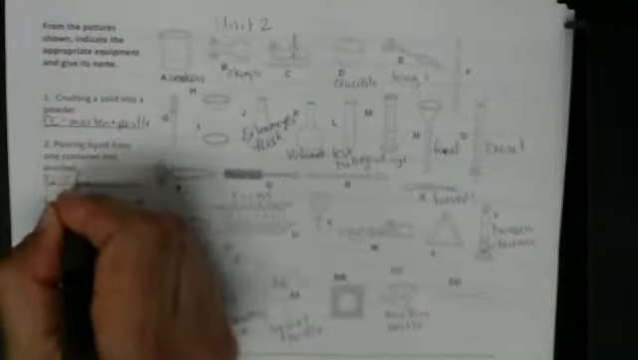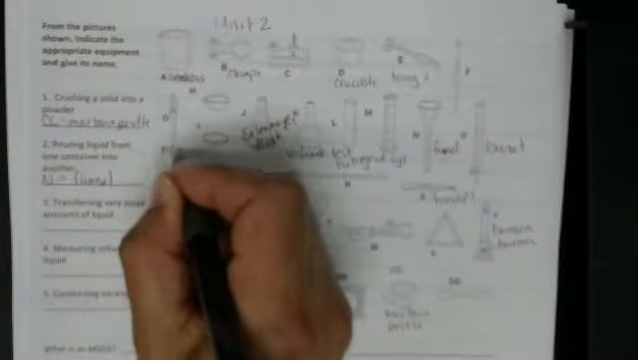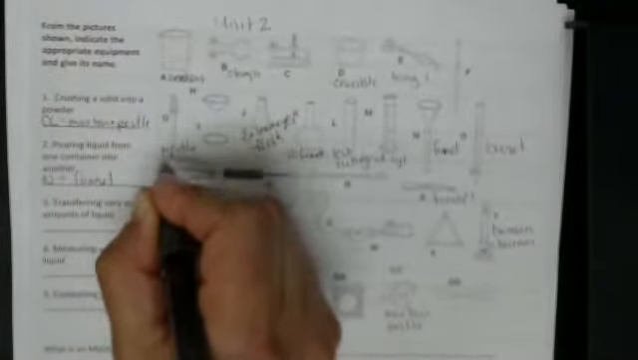So what would we use to crush a powder into a solid? That's what we'd use this mortar and pestle for. So C, mortar and pestle. If we want to pour liquid from one container into another, it would probably be a very good idea to use the funnel. If we're going to transfer very, very small amounts of material, that's when we might want this pipette. I know it looks like an eyedropper, but we call them pipettes in chemistry, so pipette.